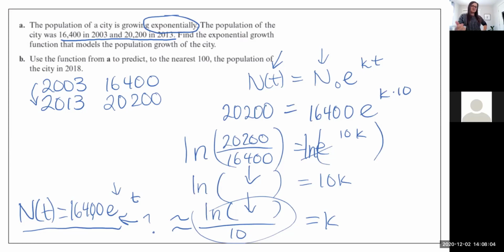So then, if they ask you to predict 2018, you could think of, well, how many years is that from 2003? And you plug it into the formula, and then you'd be able to calculate it pretty quickly.